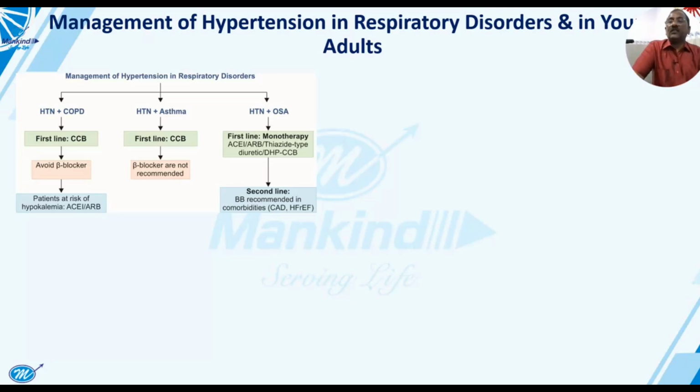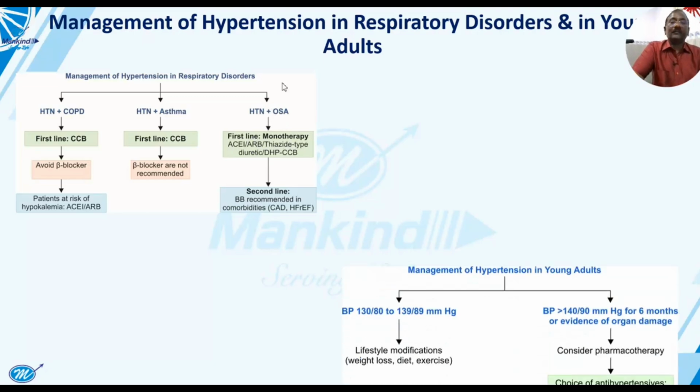See, coming to the respiratory disorders. COPD is very common. Hypertension and asthma is very common. Hypertension and obstructive sleep apnea. What are the first line drugs? In COPD, calcium channel blockers. Your ACE inhibitors and ARBs, what is the common side effect? Cough, in COPD. So the best drug is calcium channel blocker. In the same way in asthma, calcium channel blocker. In obstructive sleep apnea, you can use ACE inhibitors and ARBs or the diuretics, etc.